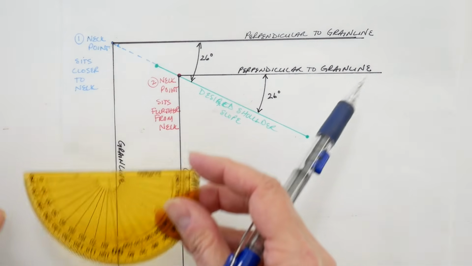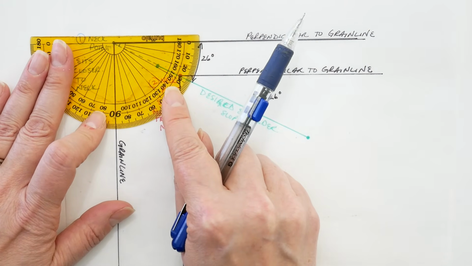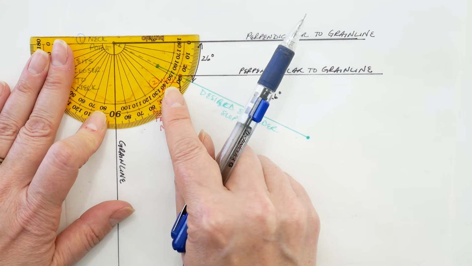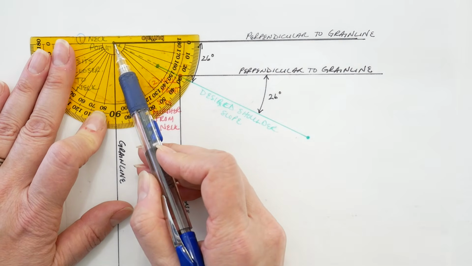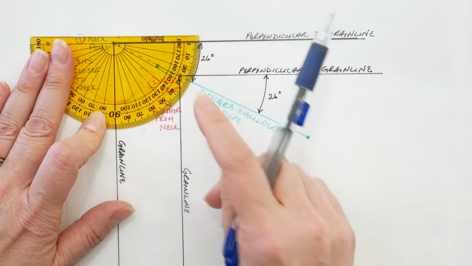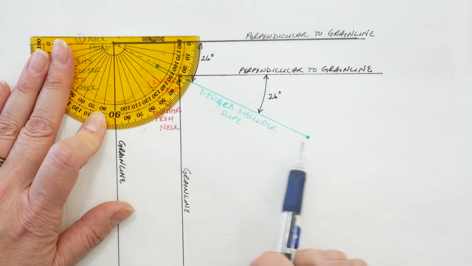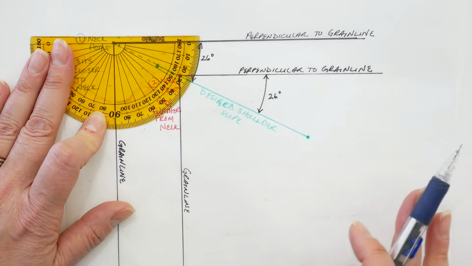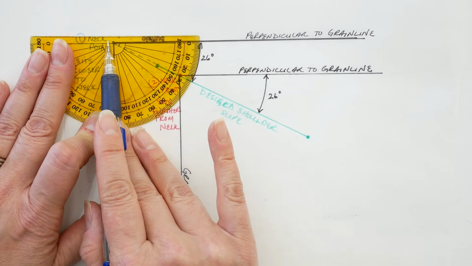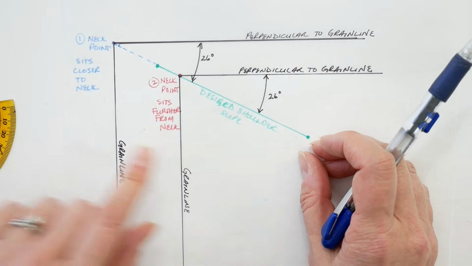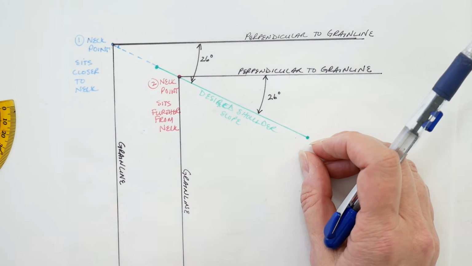Once again, I can take my protractor and simply place my protractor at that 90-degree point, and I will find that even if my neck point is closer to my neck, I still have a 26-degree slope on this particular line. So again, that 26 degrees is going to work if that neck point of the pattern is sitting closer to the neckline. Now here is the example of the neck point sitting further away from the neckline.